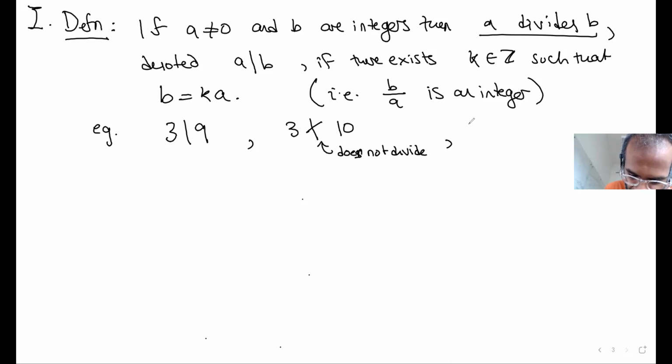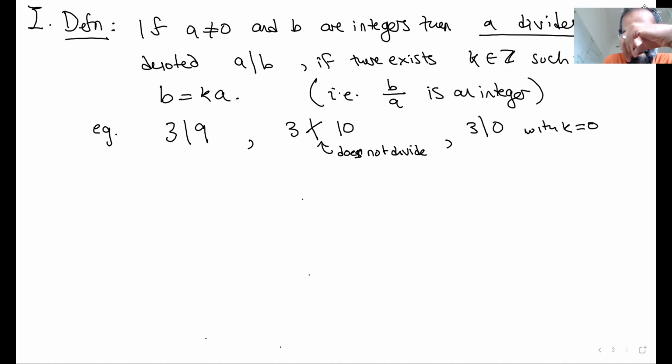Here's an interesting one. Does 3 divide 0? Any thoughts on that? I think it does, because then k is 0. Yeah, it does, because 0 is equal to 0 times 3. So that's okay.